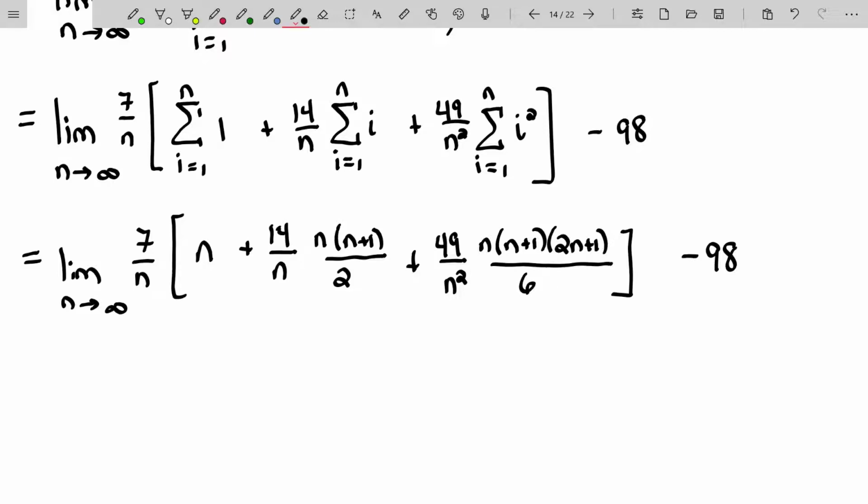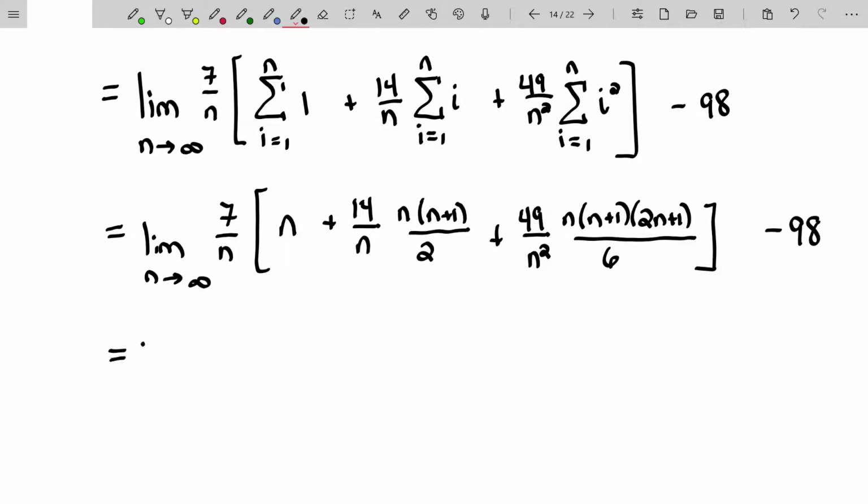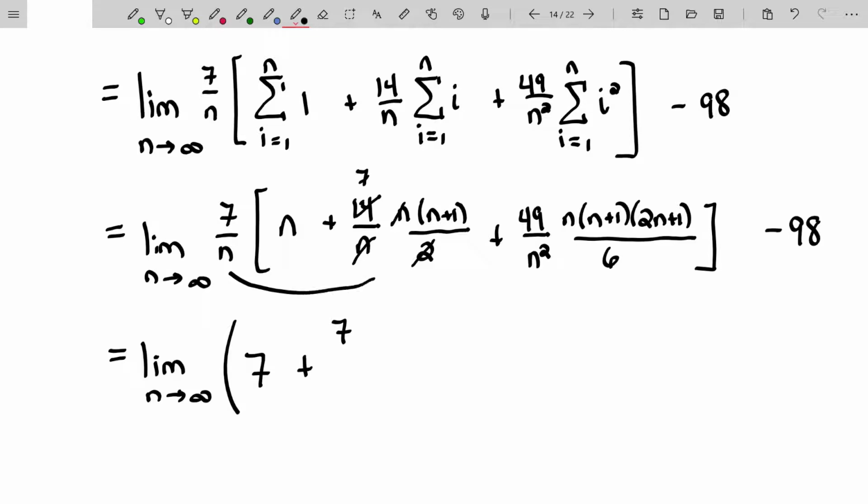Now I'm going to distribute that 7 over n through. So let's go ahead and do this, and then we'll take a limit. So I'll leave the limit here for the time being. And distributing through, I get 7 plus, let's see, 2 goes into 14 7 times. So I'll get 7, n cancels with n. But remember, we're bringing in n and 7 here. So we get a 49 in the numerator and an n plus 1 over an n.